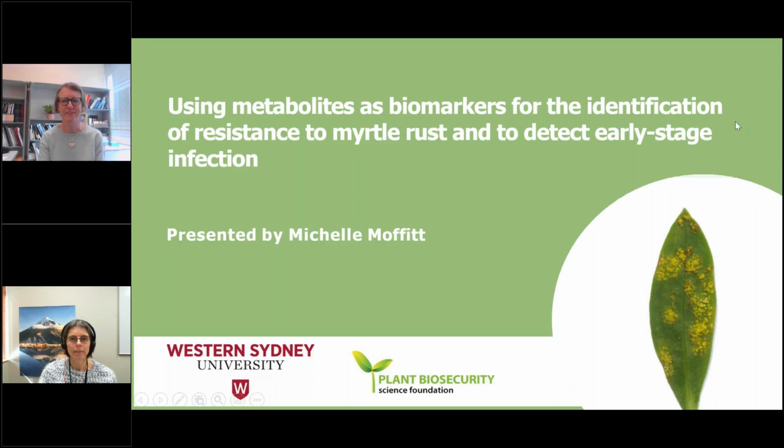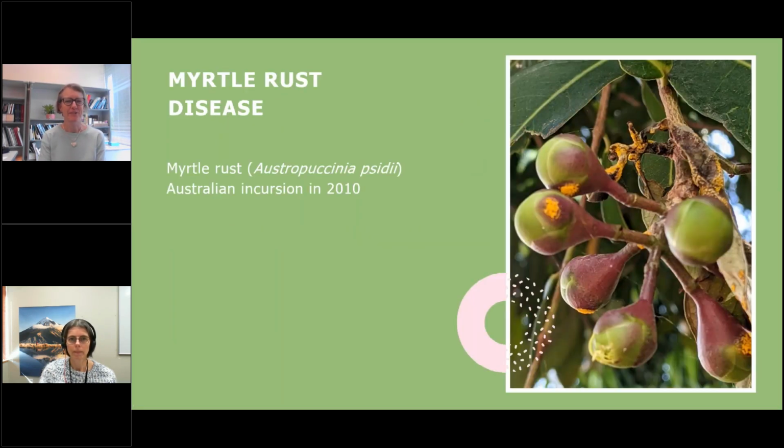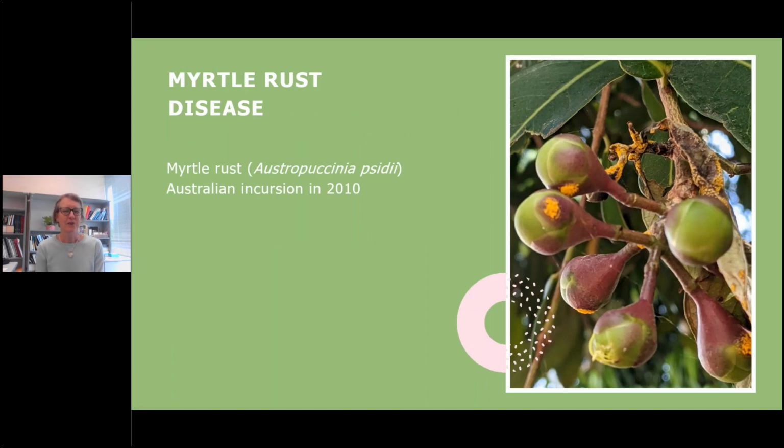Okay. Well, thanks for inviting me. Okay, so I'll just give a little bit of a background to Myrtle Rust. Myrtle Rust is a disease which is caused by the obligate biotroph called Austropuccinia psidii. And it arrived on the Australian East Coast back in 2010.